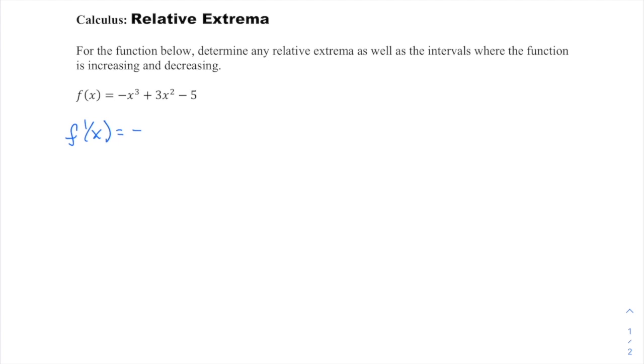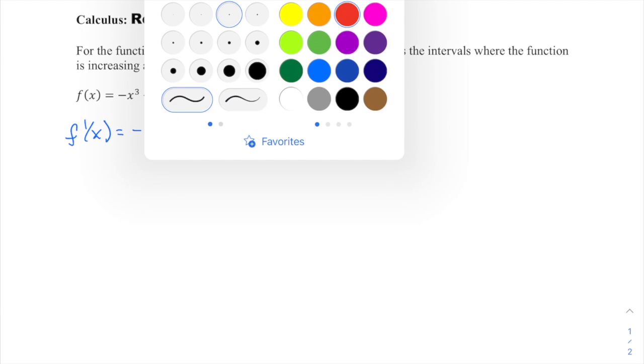So we get f prime of x equals negative 3x squared plus 6x. Negative 5 drops out. And this, of course, is a polynomial, so it's never undefined. But we want to determine where it is equal to 0, because we're going to find those spots where it's got a horizontal tangent line, because everywhere else its derivative will be positive or negative, and therefore it will be increasing or decreasing. So let's solve this equation right now.